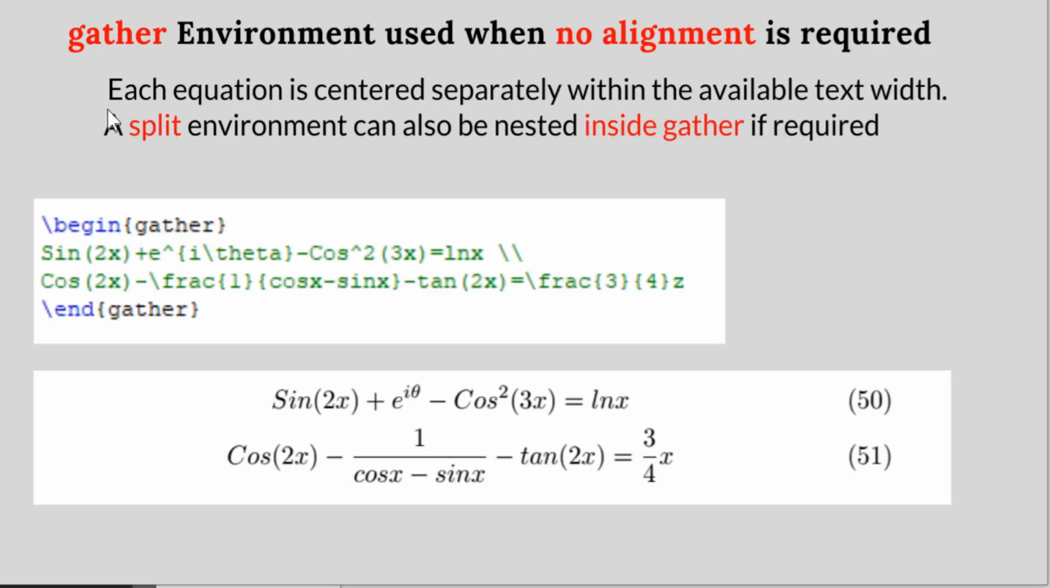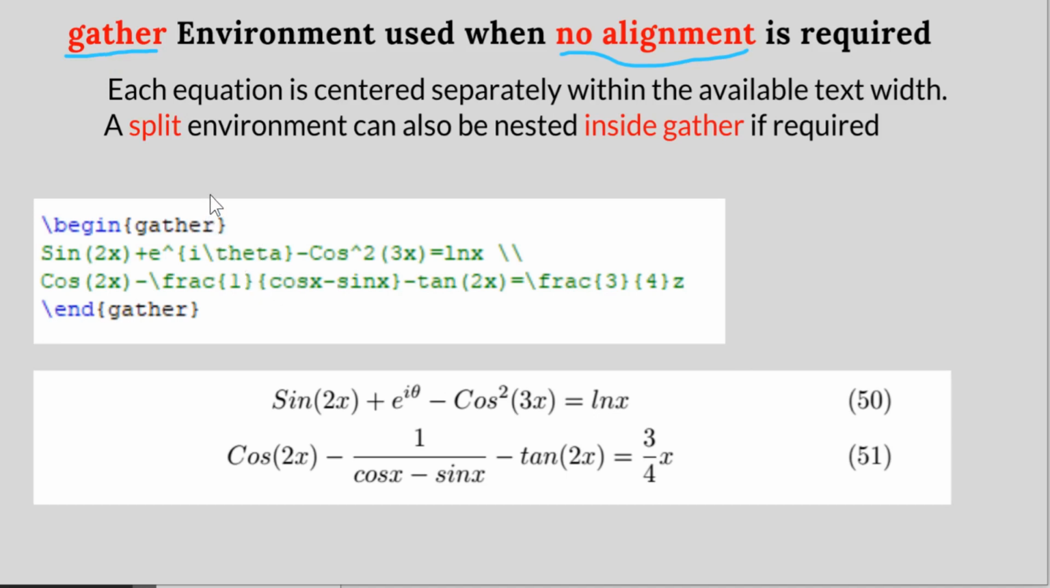Now another environment which is sometimes useful is the gather environment, and this environment is used when no alignment is required, because when alignment is required we use the align environment or aligned environment. Aligned is used where nesting is also required, and align when only alignment is required. Similarly, when alignment is not required we use gather, and there is also a gathered version with the ed, and gathered can be used in nesting while gather cannot.